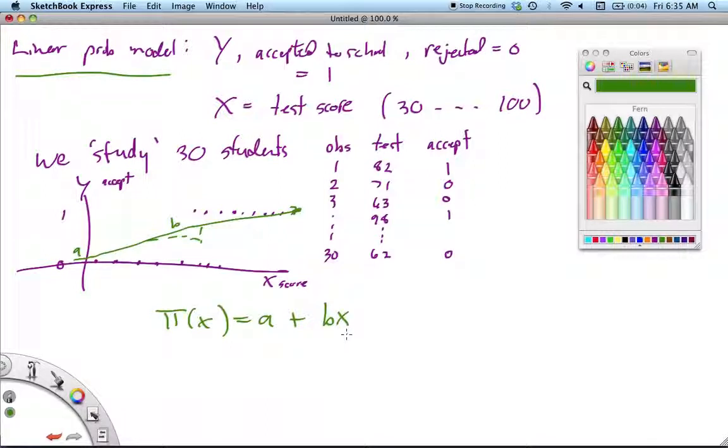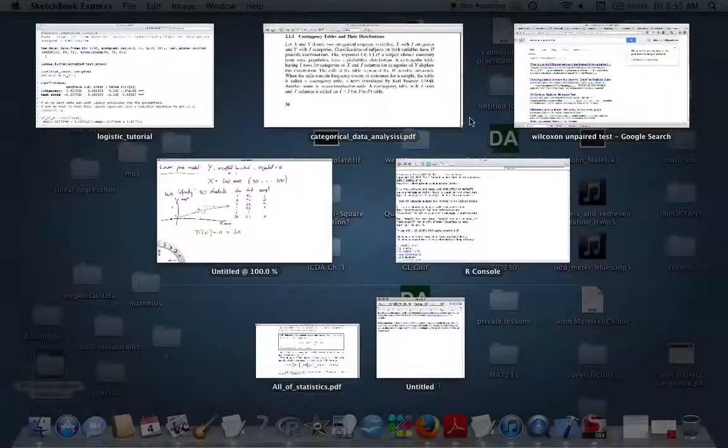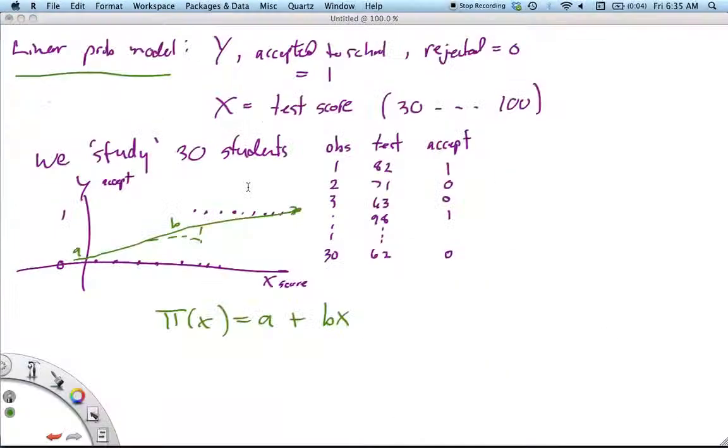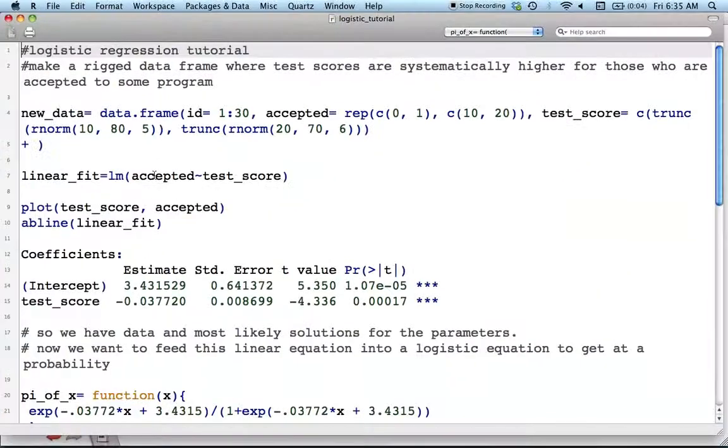Okay, so maybe we take a look at this in R. Oh, is this how you spell rigged? Because I didn't want to say rigid. I definitely wanted to say rigged, with a g.